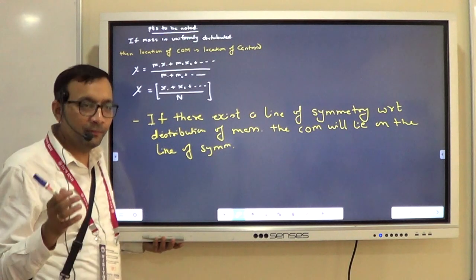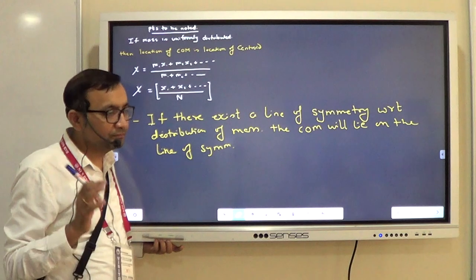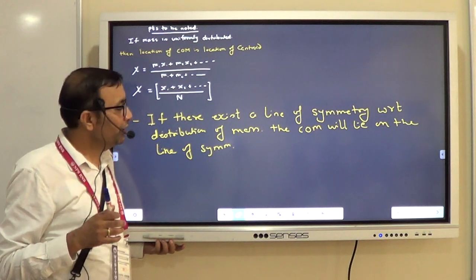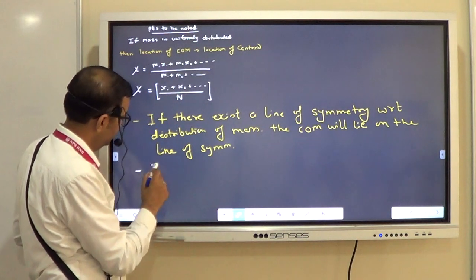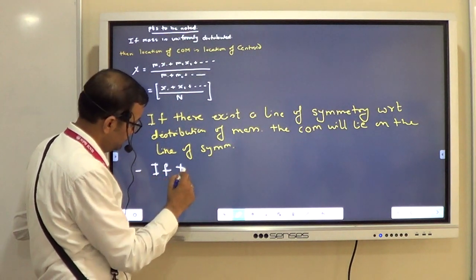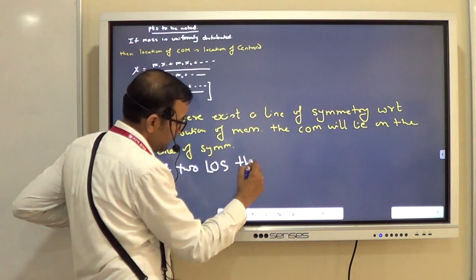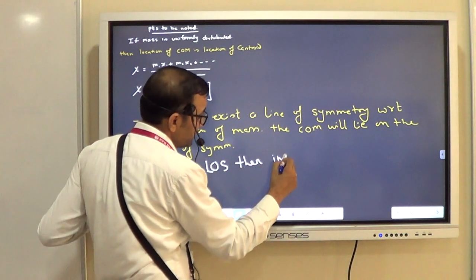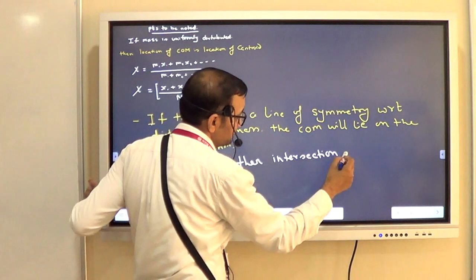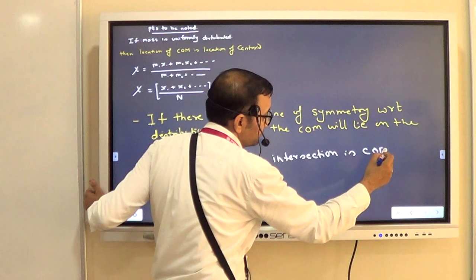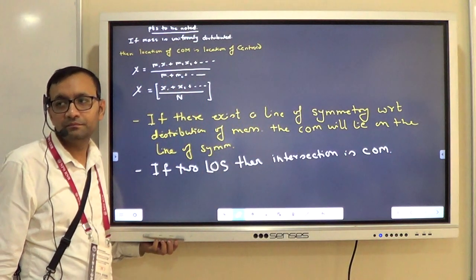Can two lines of symmetry be parallel? Not possible. Okay. So if there are two lines of symmetry, then the intersection is the center of mass, because it should lie on both. Got it?